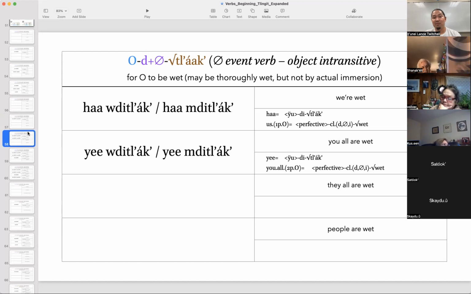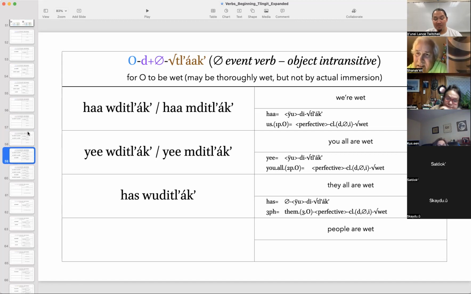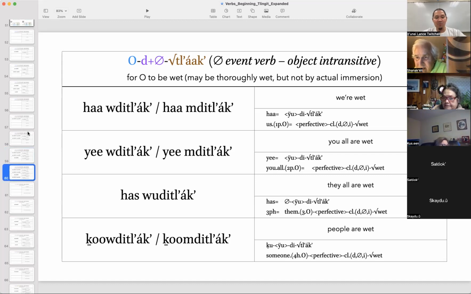Plural. ʻatudli.ák. Us, with the tuck. And then people are wet. ʻatudli.ák. And we do have tuck, so it comes out very quickly with those ejectives on either side.